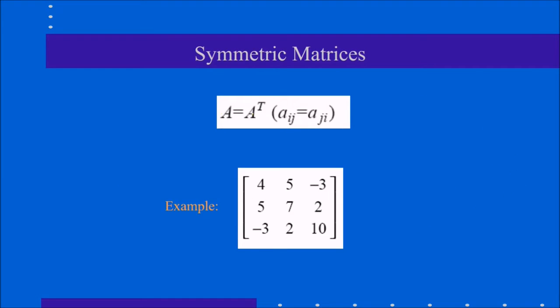What are these symmetric matrices? Symmetric matrices are those where the matrix and its transpose are both equal. That is, Aij is equal to Aji. So let us see an example.